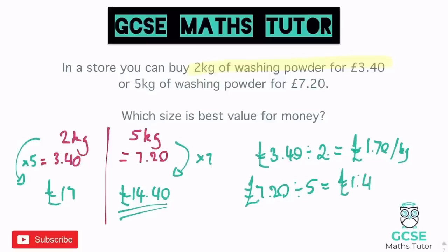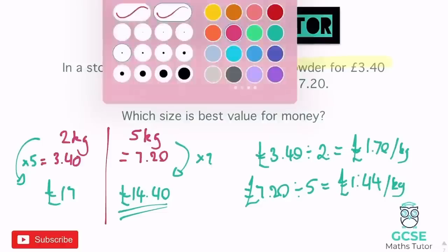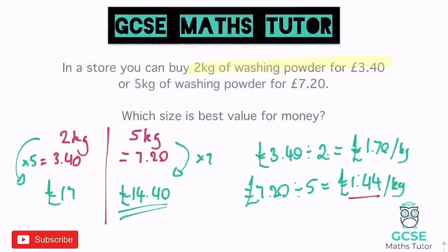So £1.44 pence per kilogram. And again, you can see which one's cheaper there per kilogram. It's the £1.44, again, the 5 kilogram box. So two different ways, one non-calculator, one with a calculator, to work out a better value.